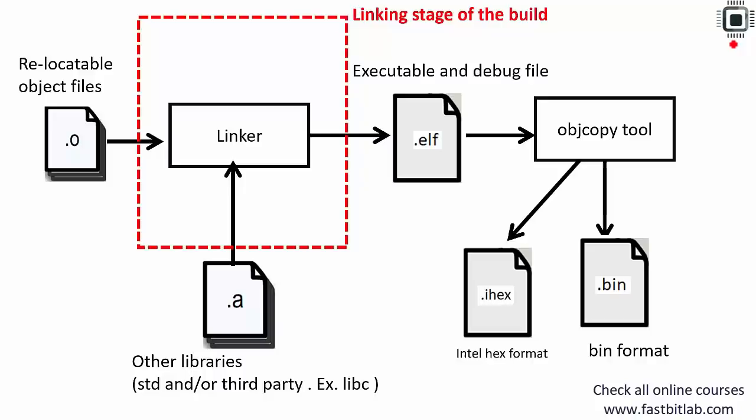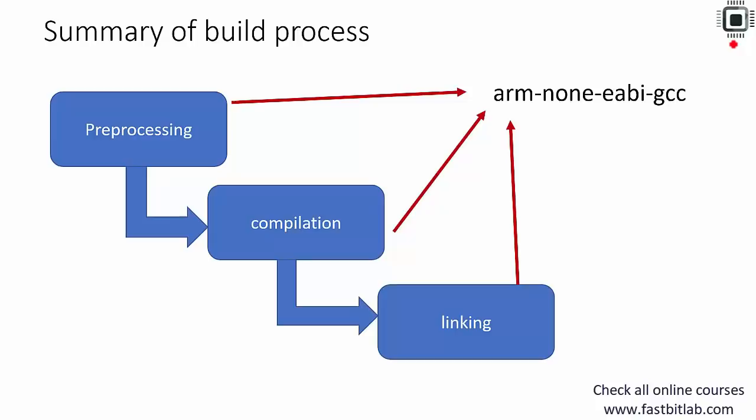In summary, first comes pre-processing, followed by compilation, followed by linking. And all these steps will be carried out by using only one binary, that is arm-none-eabi-gcc. Only one command you have to run, which does all these steps. You need not explicitly invoke the assembler or linker. You can just use one command. In the next lecture, let's run this command to cross-compile our .c files.